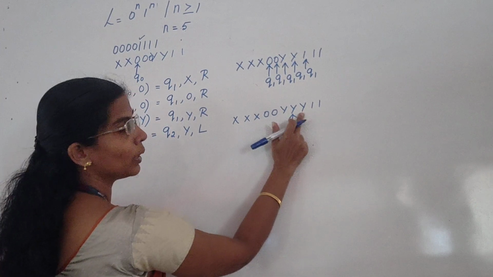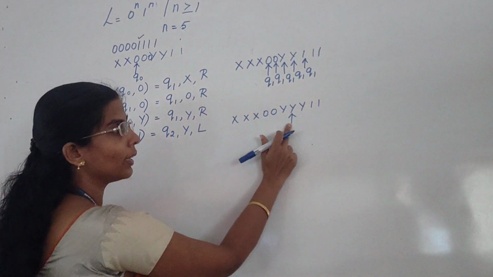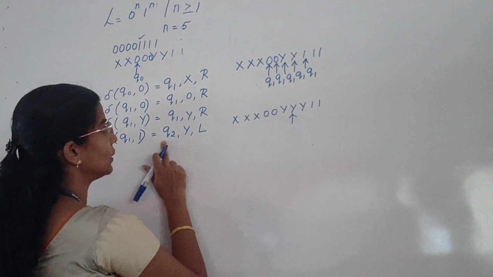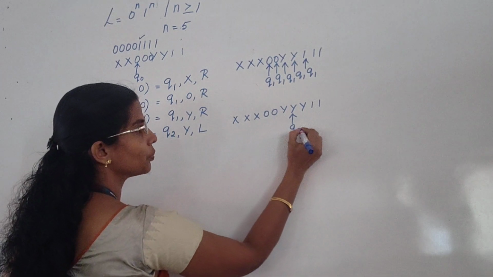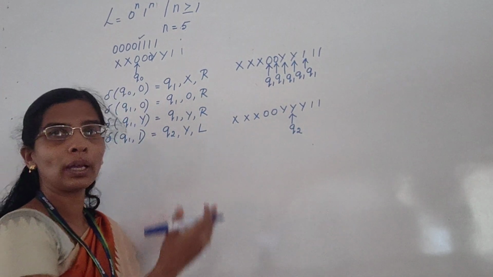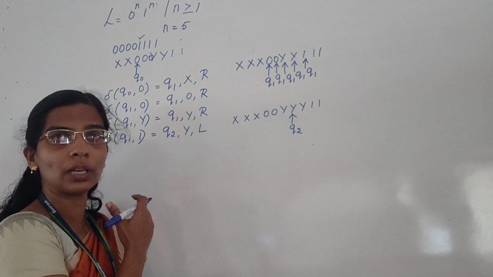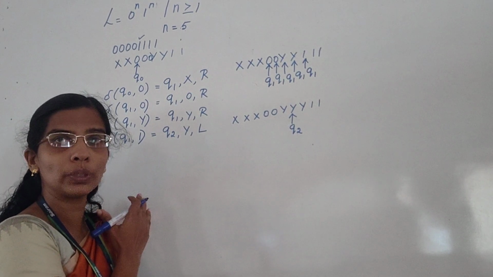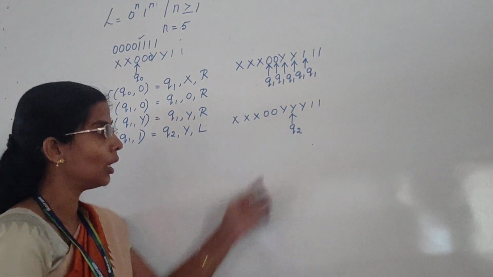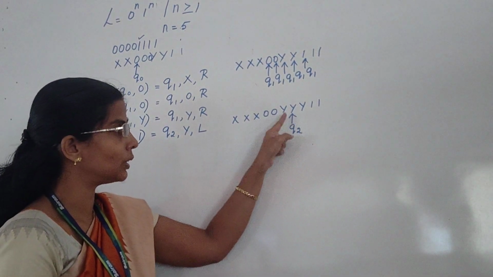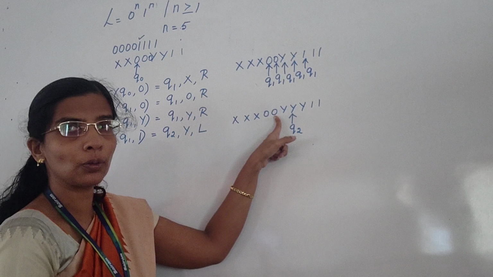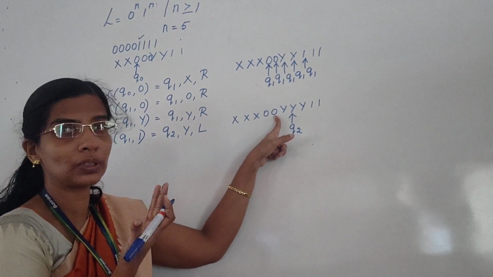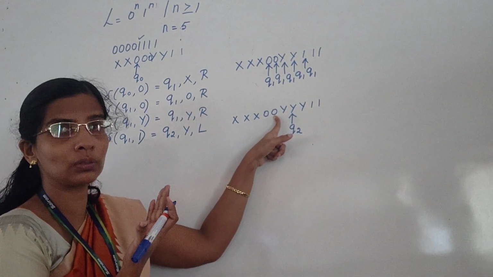Direction is this 1, I have replaced with Y, and the direction is left. What is the state? Q2. Now I have to travel towards left until I find my first 0. Right there, while traveling towards left, you'll get a 0. You don't know whether this 0 is the first 0 or an in-between 0.